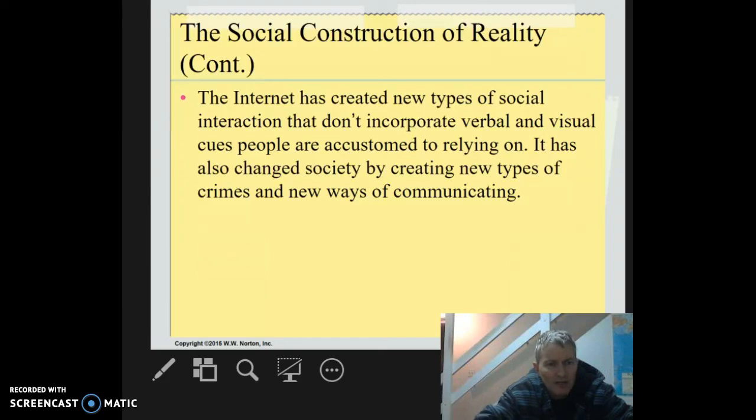The internet has created new types of social interaction that don't incorporate verbal and visual cues people are accustomed to relying on. It's also changed society by creating new types of crimes and new ways of communicating. Relationships used to be based mainly on physical proximity, but we are now as likely to form non-territorial relationships based on common interests and access to technology that keep people together even when they are physically apart. So these new technologies are opening up new possibilities for how we interact in our daily interactions.